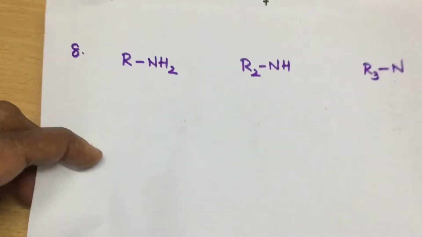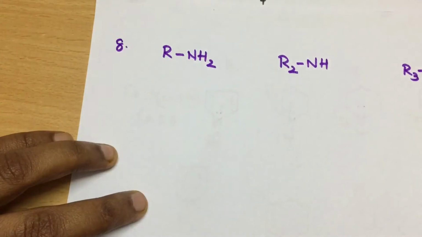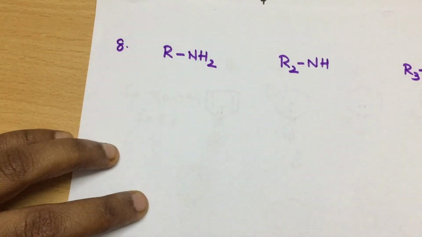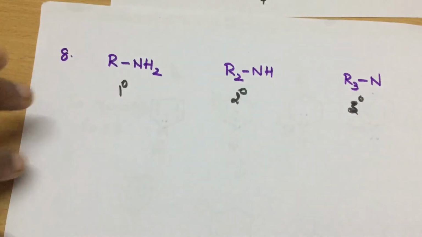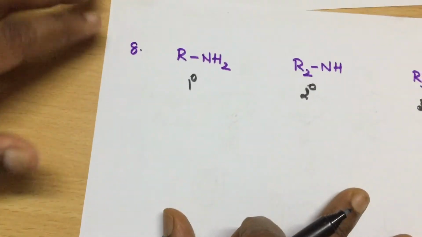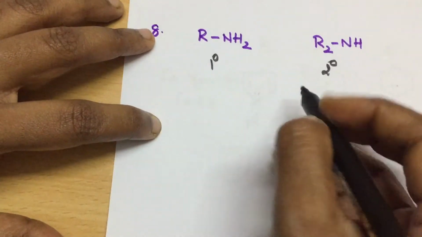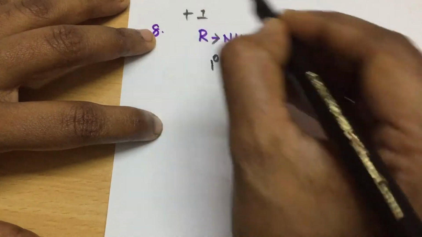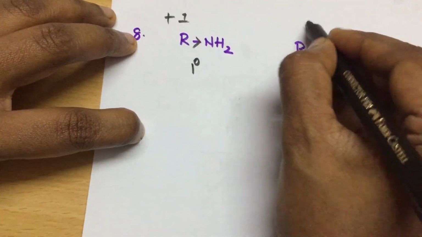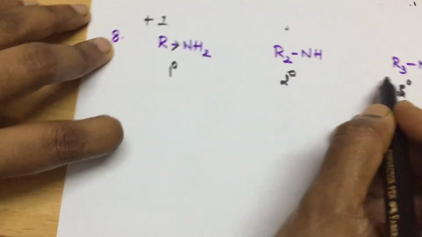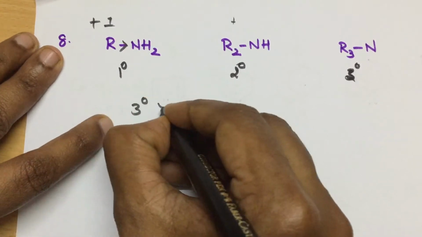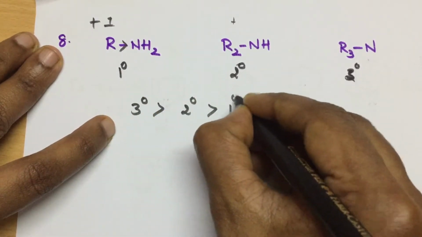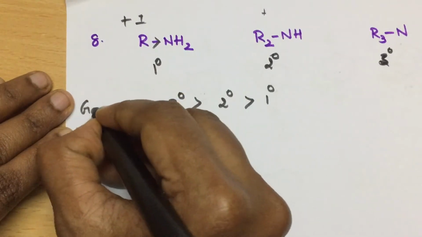And one more thing I need to tell, this is a very important question. Here we have to compare the basicity of these. This is a primary amine, this is a secondary amine, and this is a tertiary amine. So what will you say? Your alkyl group will show plus I inductive effect, right? Here 2 alkyl groups are there, so the inductive effect will be more. Here 3 alkyl groups are there, the inductive effect will be still more. So you will say tertiary will be more basic than secondary and primary. This is very true in the gaseous state.